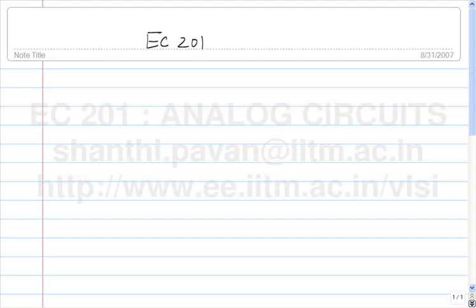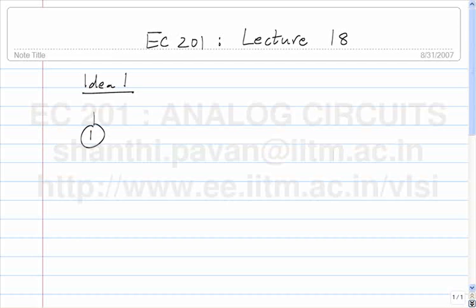EC 201, lecture 18. Today we are trying to derive a circuit which is basically a current controlled voltage source, and the first idea we had was what? You take the current, you want to convert I into an output voltage, which is R times I.